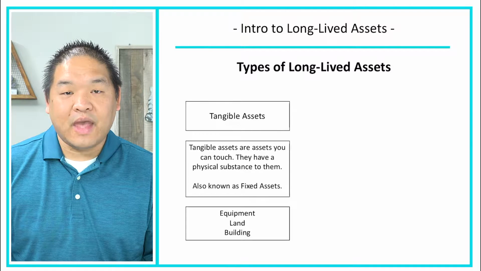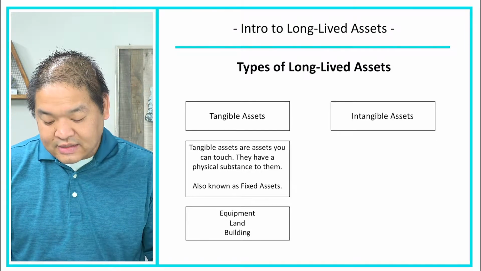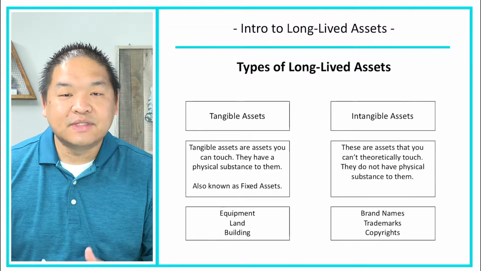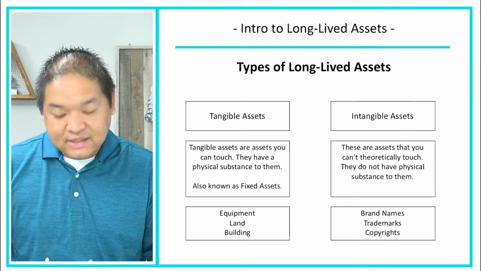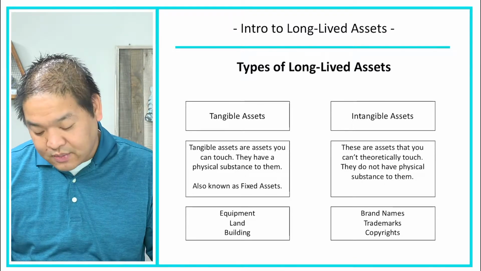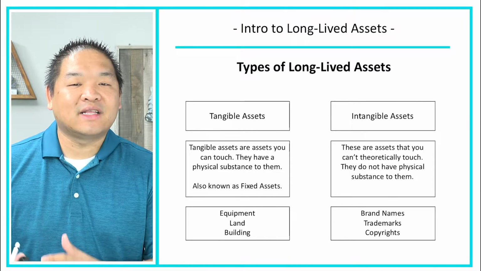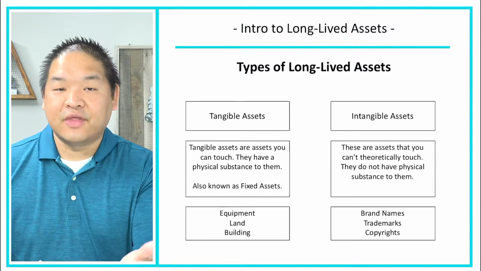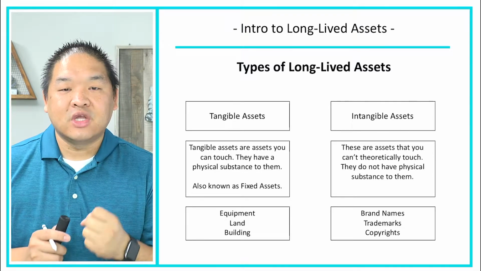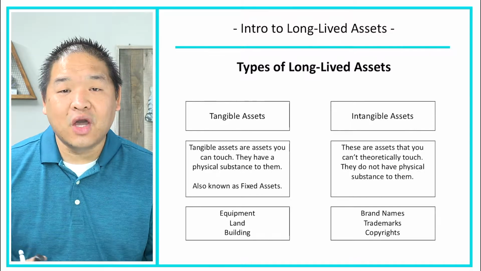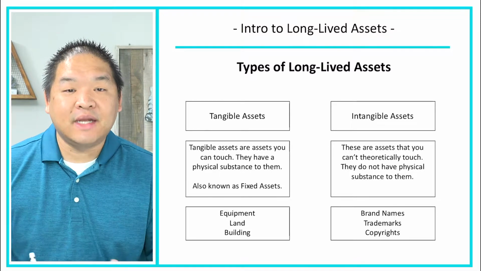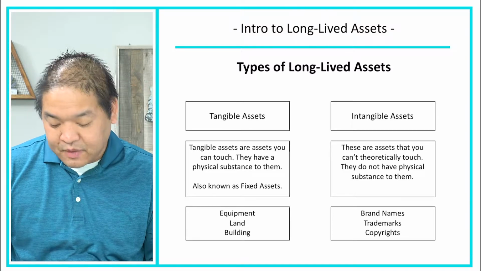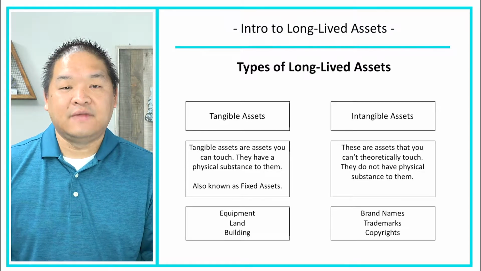The next type of assets that we have are intangible assets. Intangible assets are assets that you can't theoretically touch. They don't have a physical substance to them. Examples of these intangible assets include brand names, trademarks, and copyrights. You can't really physically touch them. They do have value to the company that has acquired them though. For instance, a logo might actually be worth a lot of money to a company, and as such is very valuable and is considered an intangible asset. We'll talk more about that at the end of this section.